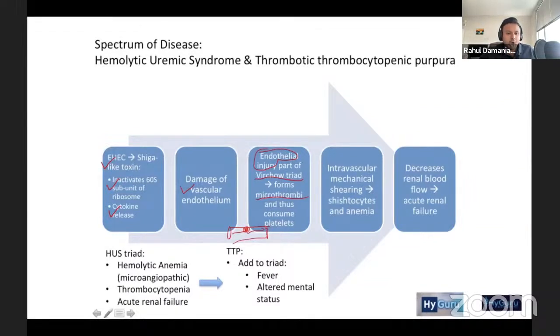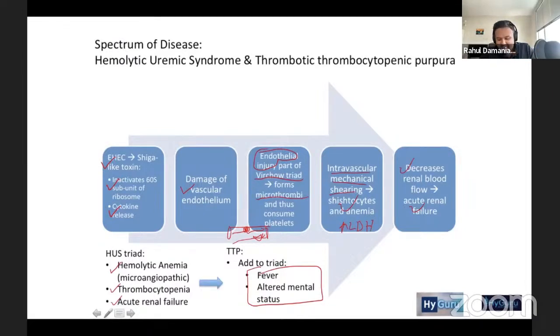Now, these speed bumps are going to grow to the point where you have intravascular mechanical shearing of red blood cells. Any red blood cells that go by turn into a helmet cell, after all. And this is where you get the schistocytes, anemia, and remember in our question, the patient had elevated LDH. If this happens in the renal vasculature, that can decrease renal blood flow, and you can get acute renal failure. But remember that HUS is a triad of hemolytic anemia, thrombocytopenia, and acute renal failure. And if you add fever and altered mental status, which is what we had in our patient, you have progressed to TTP.